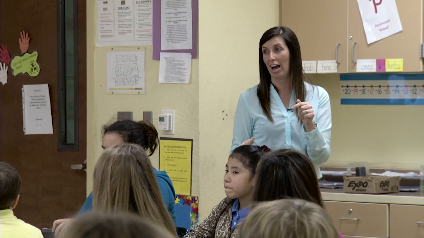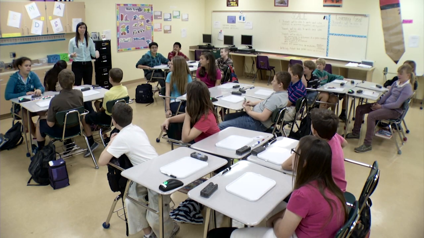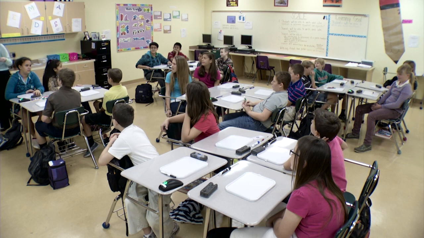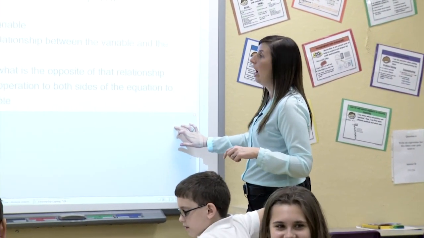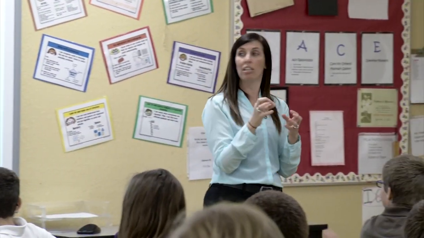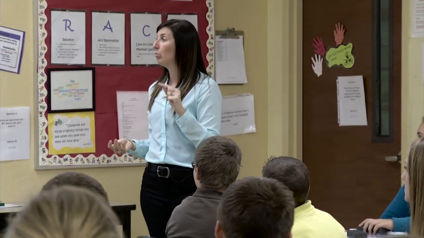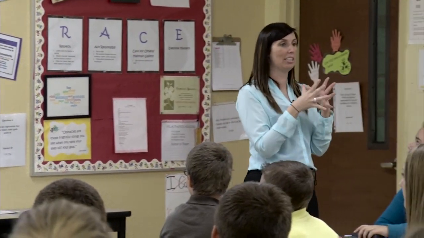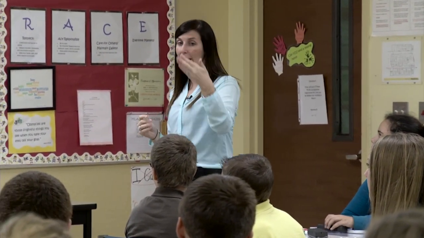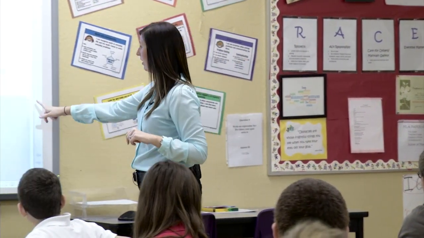So I'm going to ask you now. If I say multiply, what is the opposite of multiply? Divide. How about divide? Multiply. Subtract? Add. Add? Subtract. Good. And then we're going to perform that operation that we just decided was the opposite to both sides of the equation to get that variable isolated by itself. So if we were going to add to both sides, then we will have isolated that variable. But today we're not going to be adding.